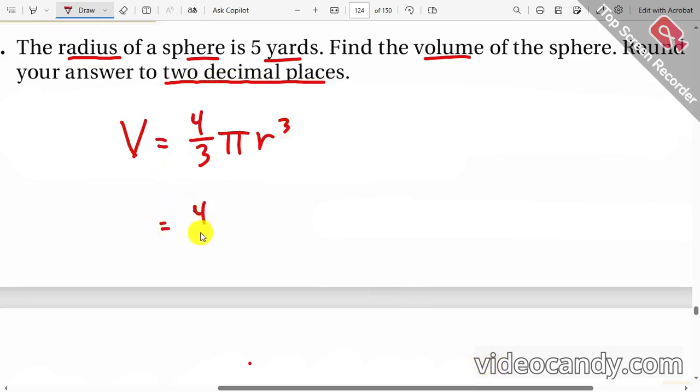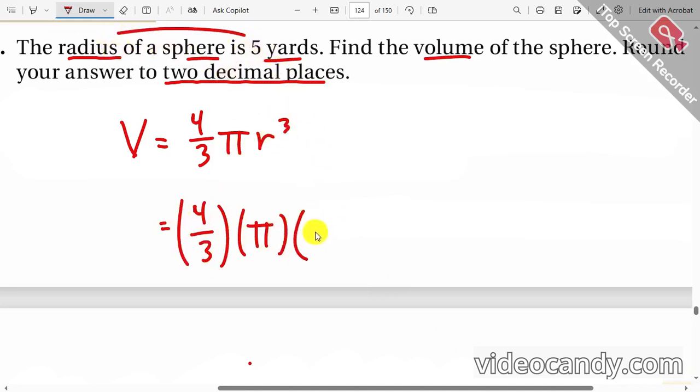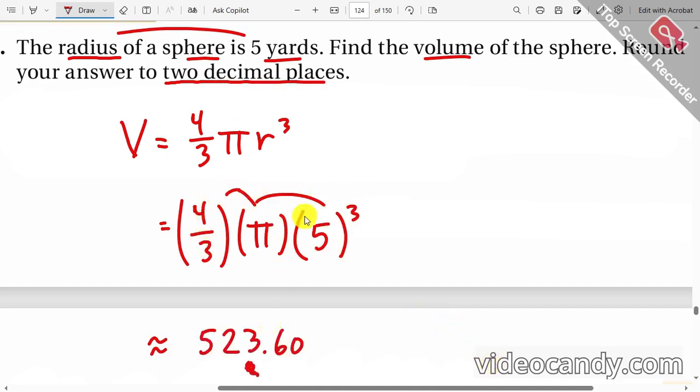So we're going to have 4/3 times pi times the radius cubed. The radius is 5, and that gets cubed. All right, so do that on the calculator and round to 2 decimals. If you don't know how to do fractions, just do 4 divided by 3, hit equals, times pi times 5 to the 3rd. Hit equals again. All right, I get 523.60.